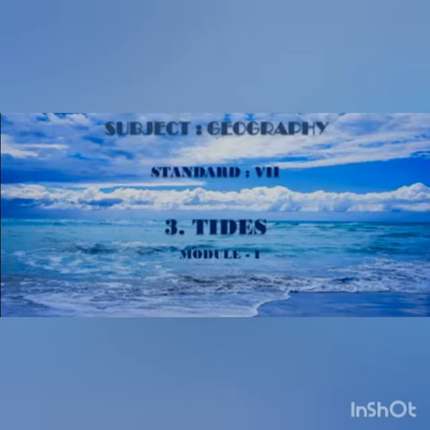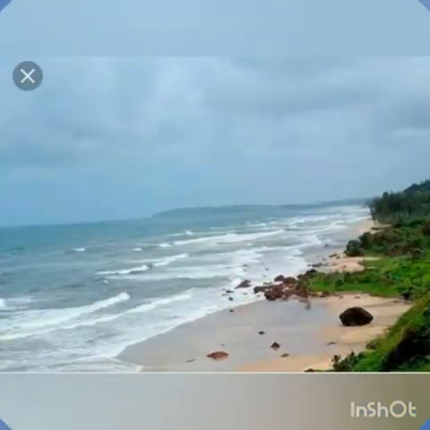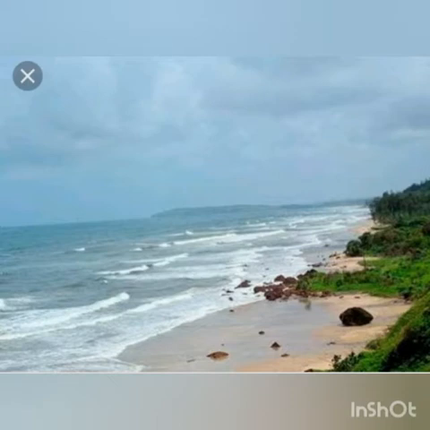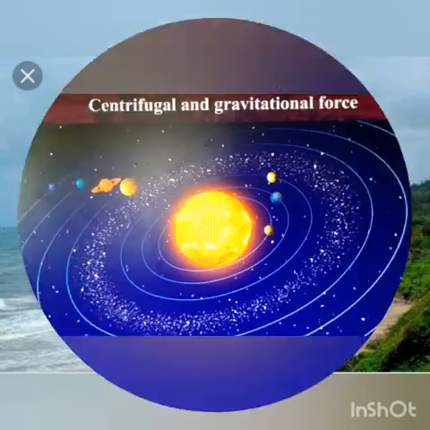Let us continue with our third lesson, tides. Before we proceed ahead, let us have a brief review of what we had studied in the last lecture. In the last lecture, we studied the topic tides. Now, what is the meaning of tides, children? Tides means the movement of the sea water.